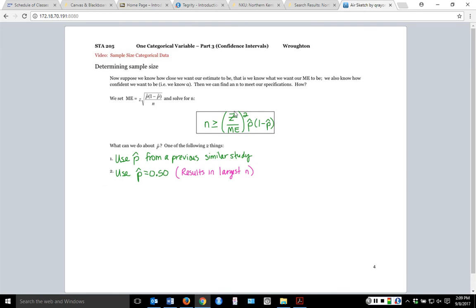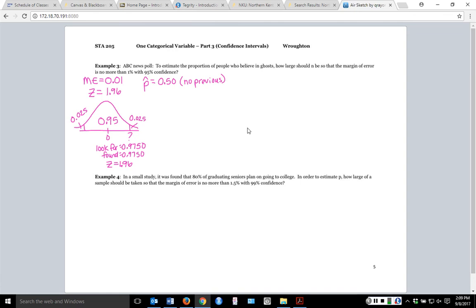Now that I have all my numbers, I can just plug them into my formula here. So my n is going to need to be at least as big as z, which is 1.96, over a margin of error, which is 0.01, all squared. That's the easiest part for students to miss: don't forget to square that number, times p hat times 1 minus p hat. Then it's just a matter of plugging that into your calculator. And for this one, we should get 9,604 people.